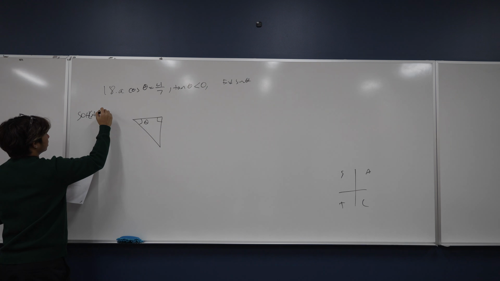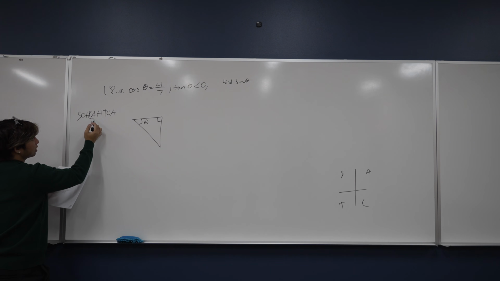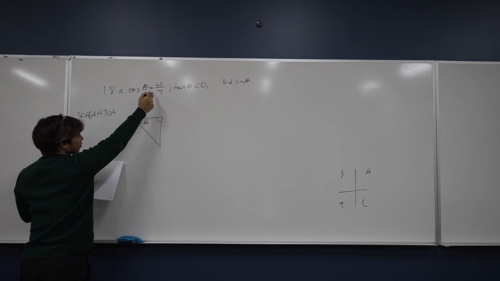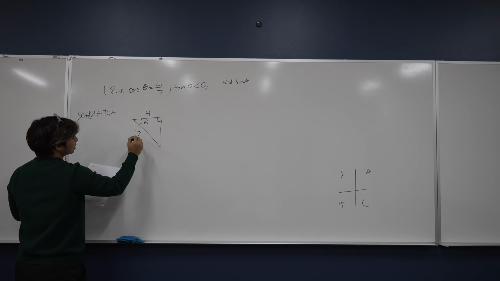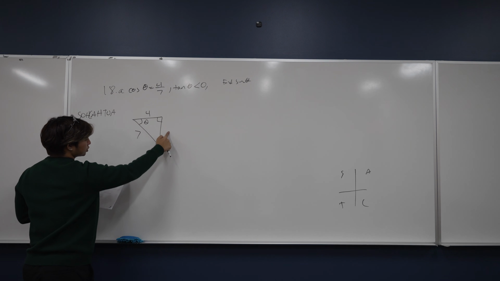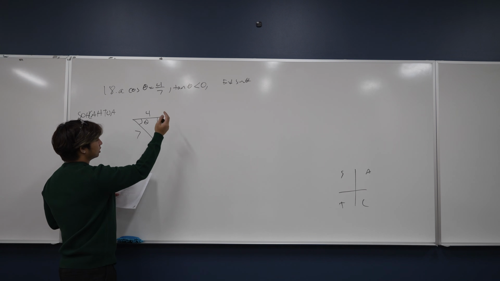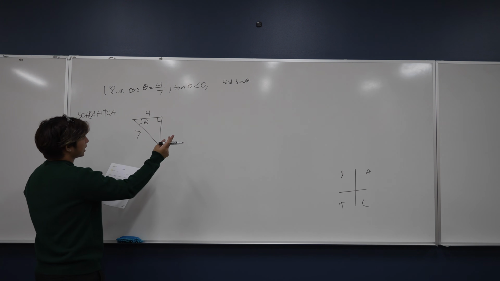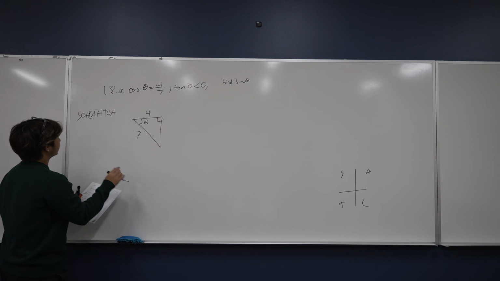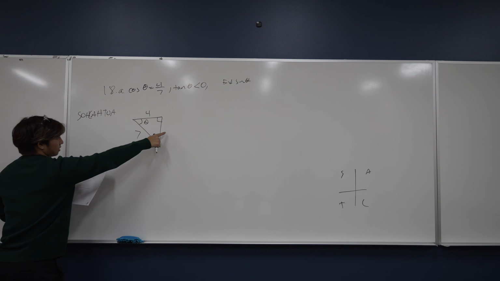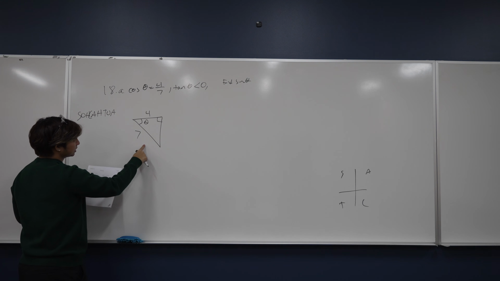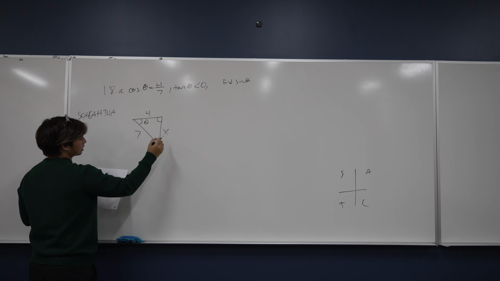SOHCAHTOA. TOA, right? So we have adjacent over hypotenuse, 4 over 7. What's remaining? Just our opposite. So we want to find sine. What's sine again? Sine is opposite over hypotenuse. So let's call the opposite side x.